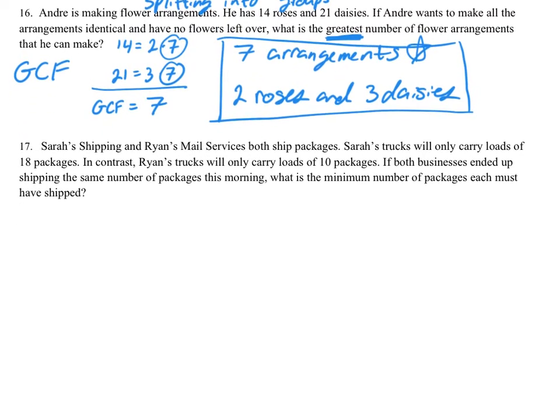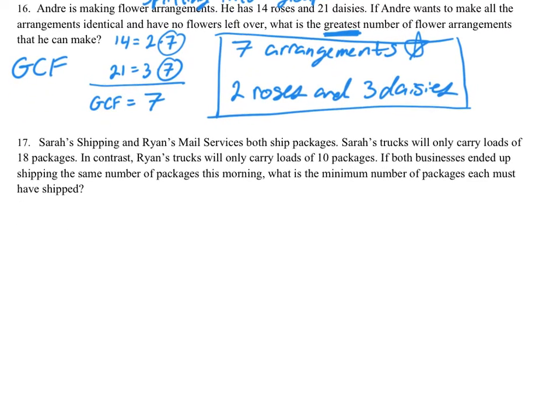Okay, 17. Sarah's shipping and Ryan's mail service both ship packages. Sarah's truck will only carry loads of 18 packages. In contrast, Ryan's truck will only carry loads of 10 packages. If both businesses end up shipping the same number of packages this morning, what is the minimum number of packages each must have shipped?